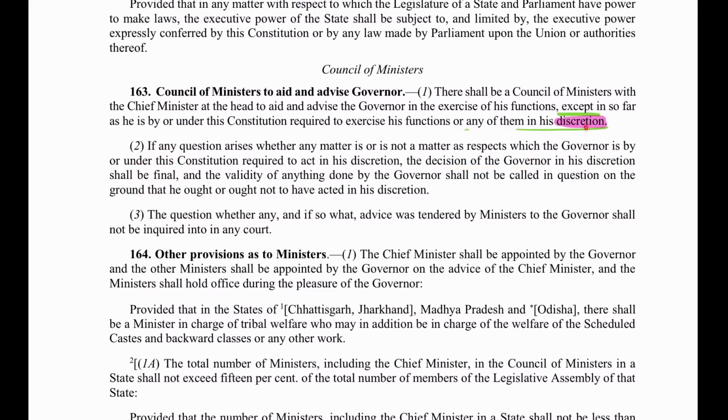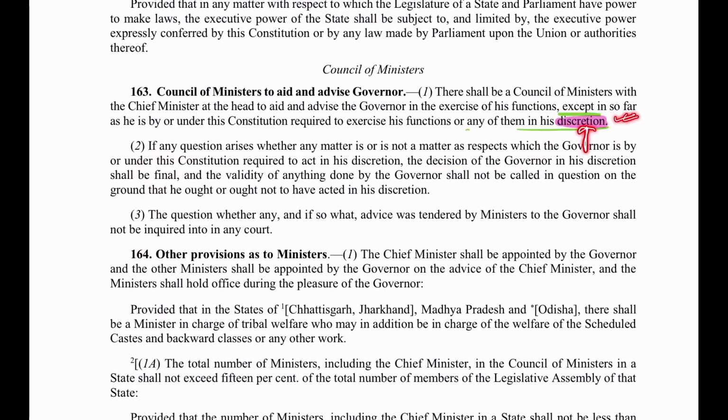So basically the deciding authority for discretionary matters will also be the governor only, and any act done by him, the validity of that will not be called in question on the ground that he ought or ought not to have acted in his discretion. Nobody will raise a question on whether he acted in discretion or not, or he was supposed to act in discretion or not. The decision of the governor on discretion is final, that is it. I hope that is clear.